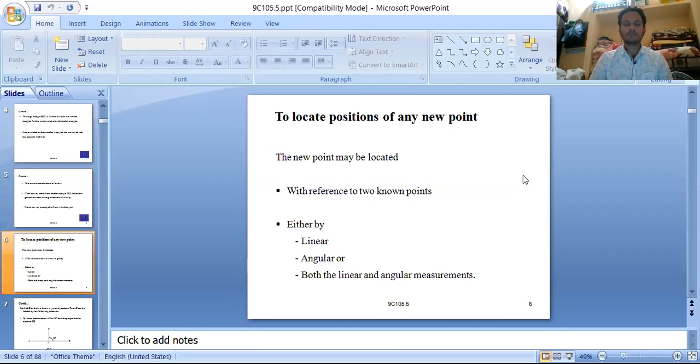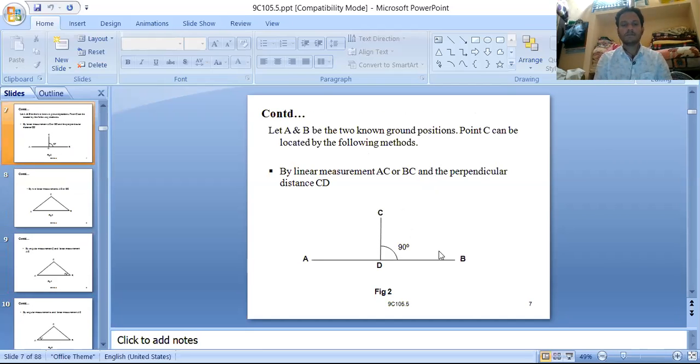And we have another principle to locate position of any point by a new point or a line. Line is nothing but joining of 2 points. Here we have with reference to two known points and with reference to a linear line or angle, or both linear and angular measurements. Let A and B be the two known ground points. Point C can be located by the following method.